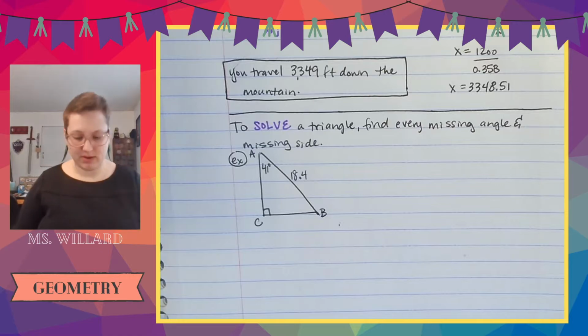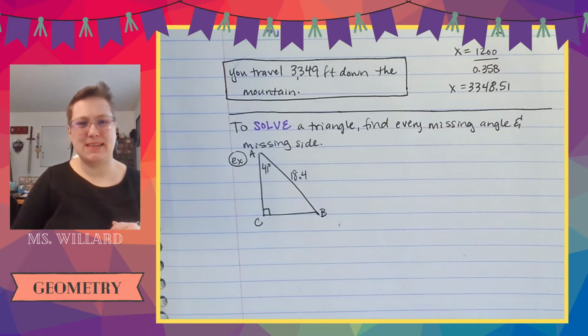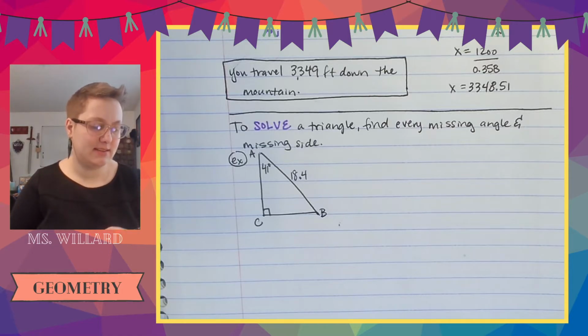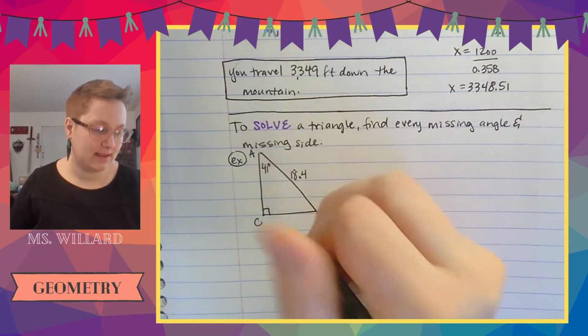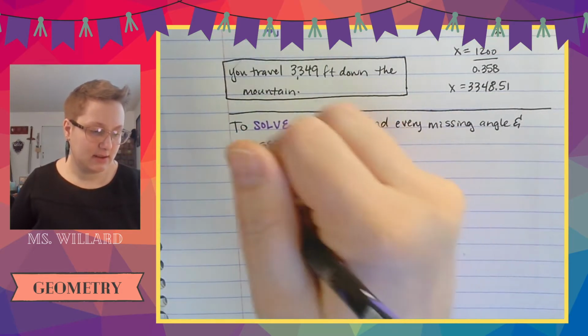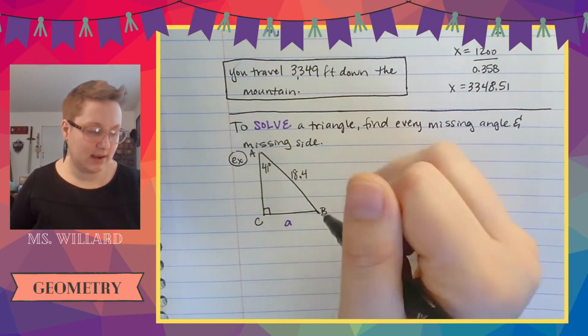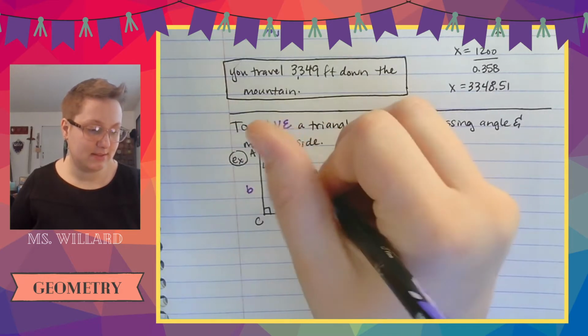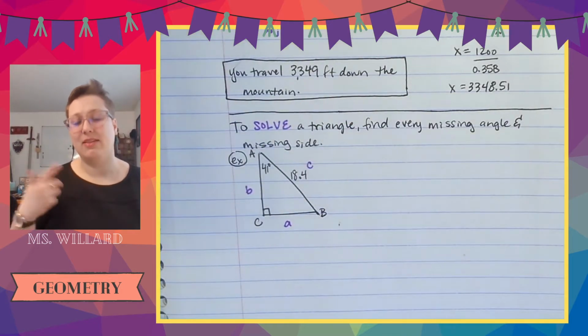Ta-da! Okay, and the one thing I might have told you but maybe didn't is that the sides opposite from the angles have the same letter, it's just lowercase. So if this is angle A, this is side A; if this is angle B, this is side B; and if this is angle C, this is side C. They're across from each other.